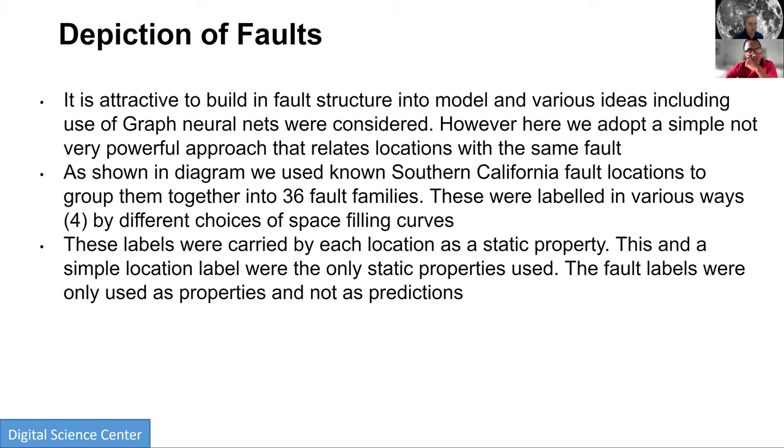I should say that I labeled them 0 to 35, but really you would like to retain some spatial information, because faults that are near each other are actually related; if faults join, you can get quakes propagated at that join. So I used space-filling curves to replace the number 0 to 35 by the number of the curve that went through those points. There are lots of space-filling curves, so I actually ended up with four different fault labelings corresponding to four different space-filling curves.